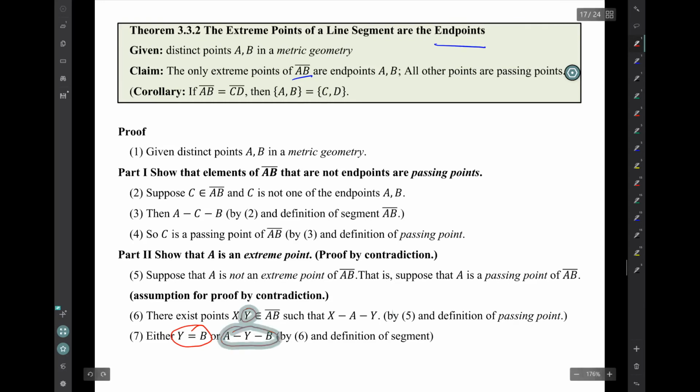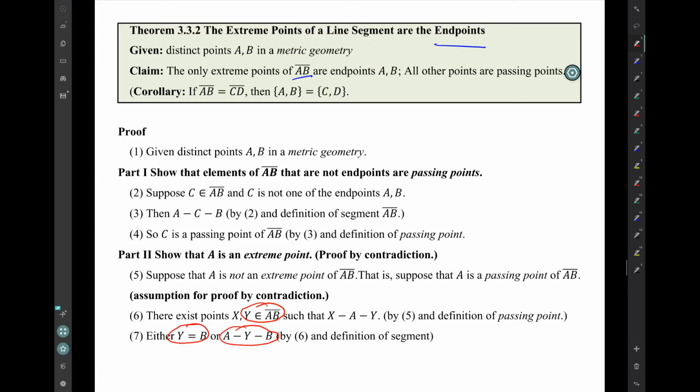Why is that? Well, we know that y is in the line segment. The line segment AB consists of endpoint A, endpoint B, and the points that are between A and B. Well, we know that y is not equal to A because this symbol requires that x, A, and y be distinct. So y is an element of the segment AB, and we know that y and A are not the same point, so that leaves these two possibilities. Either y is equal to B, or y is between A and B.